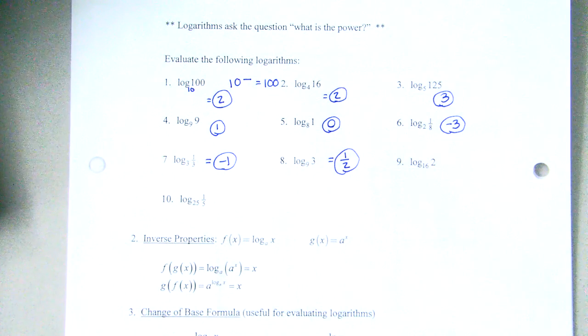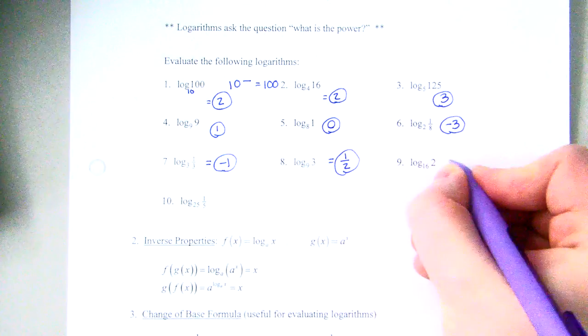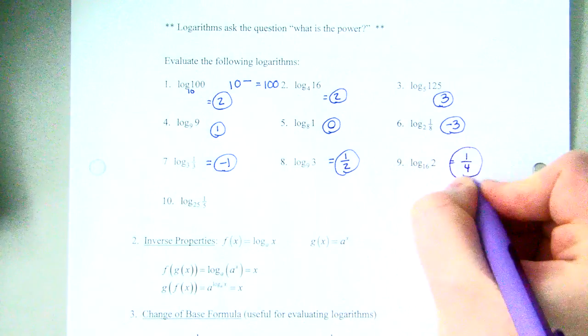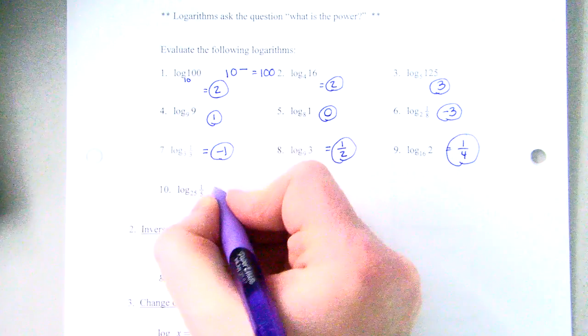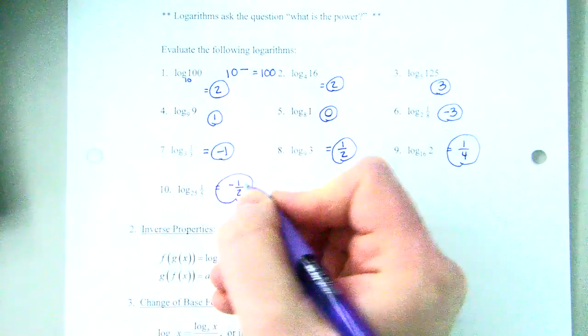Clara, what about 9? 1/4. You're doing a 4th root there to get that. And finally, Abby, what about number 10? You're doing a square root, and you're moving it to the bottom of a fraction, negative 1/2.